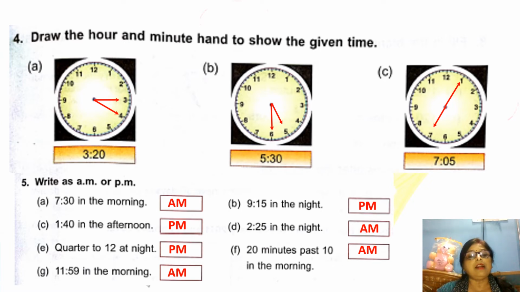So 7:30 in the morning is AM. Again, 9:15 in the night is called PM. 1:40 in the afternoon, it is after 12, so it is PM. And 2:25 in the night, it is after 12 night, so it is AM. In this way, you will write AM and PM.